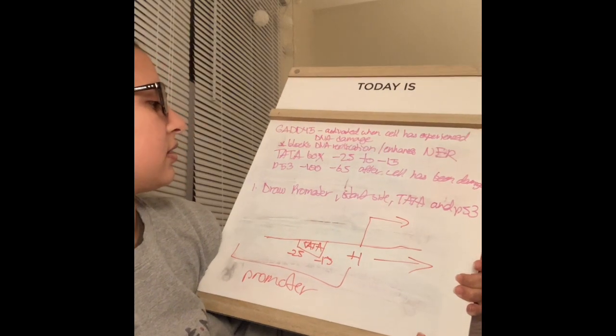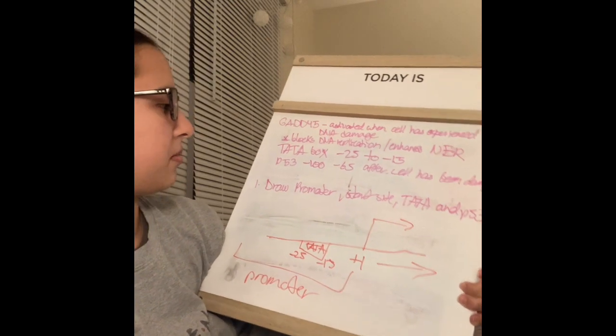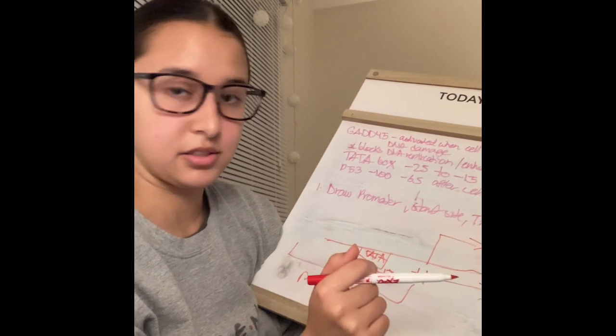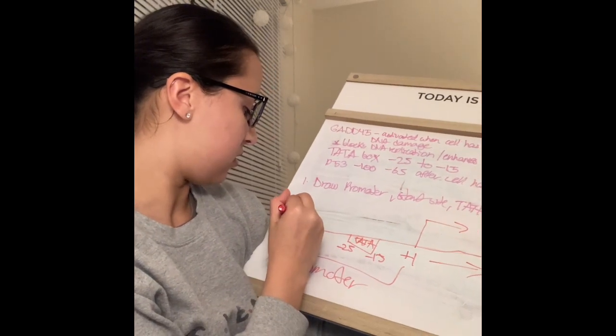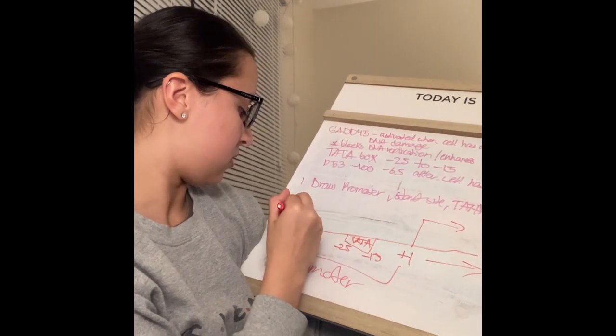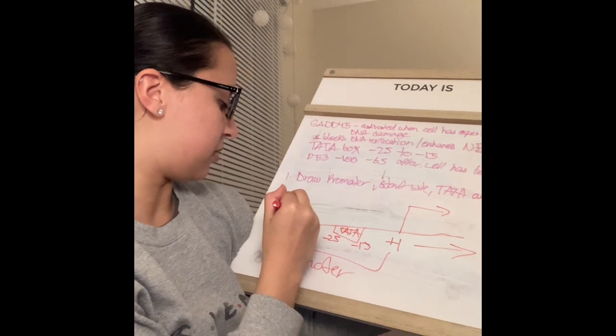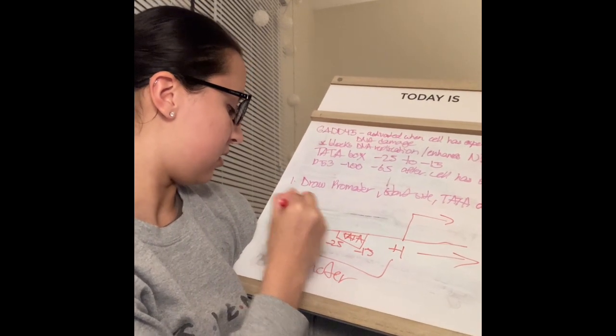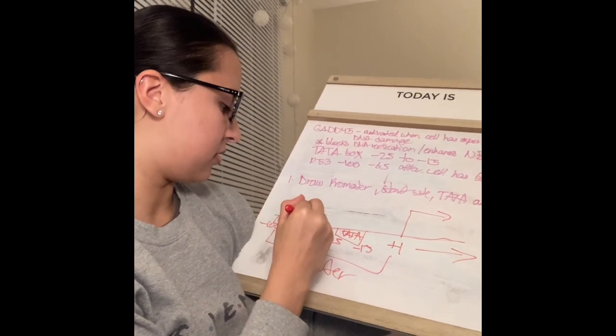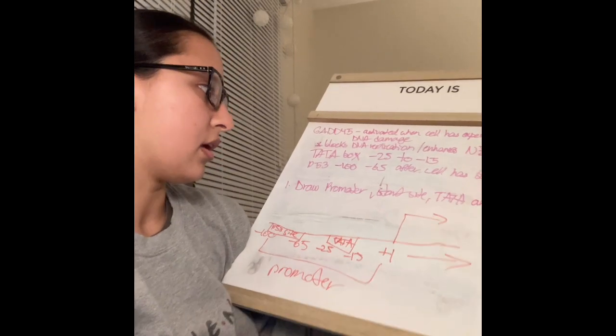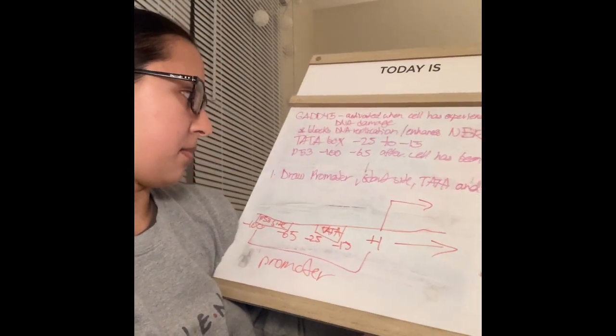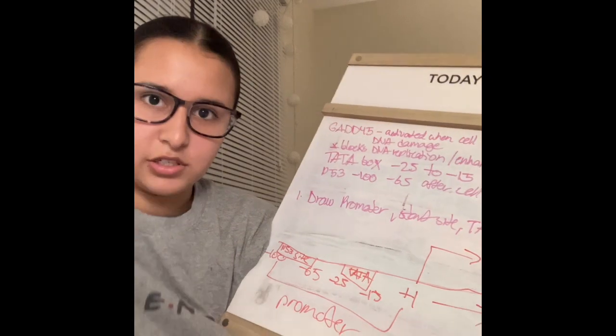And we are told that the site for P53 is from -100 to -65. So I'm just going to label this P53 site, and I'll write the numbers. And yep, that's all the information for the first question.